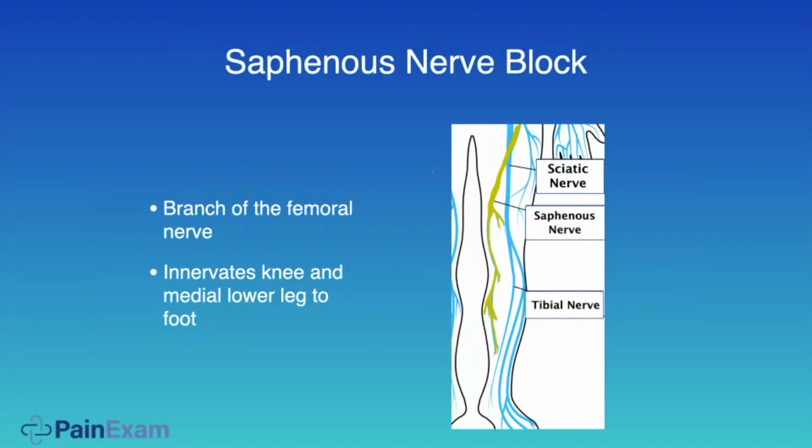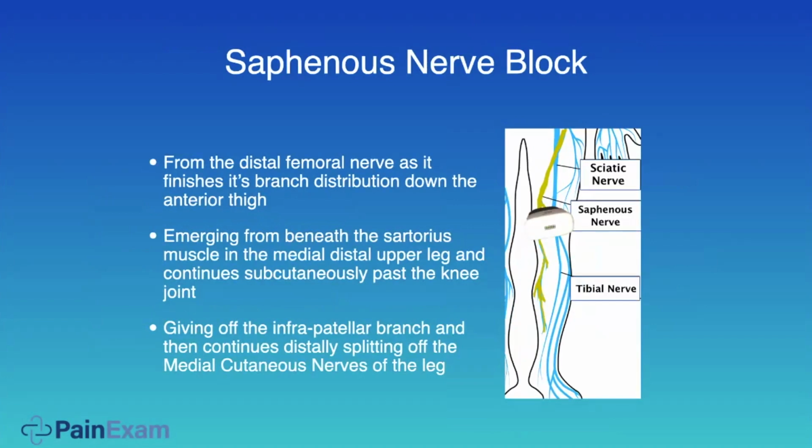Another branch of the femoral nerve is the saphenous, and this will innervate the knee, medial aspect of the knee, lower leg. When doing a saphenous nerve block, you need to find the nerves. You can trace the femoral nerve down through the adductor canal, and then watch as the nerve courses medially, emerging beneath the sartorius, distal to the upper leg, and in the distal upper leg, and runs subcutaneously past the knee, gives off the infrapatellar branch that continues distally, splitting off the mediocutaneous nerve of the leg.